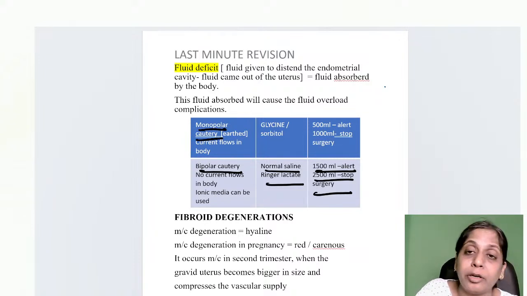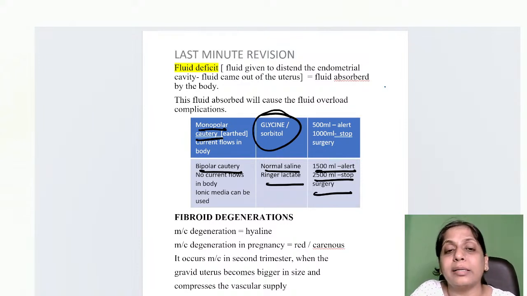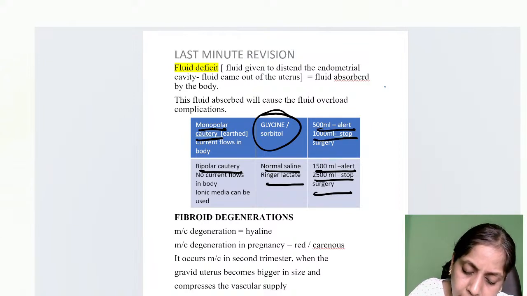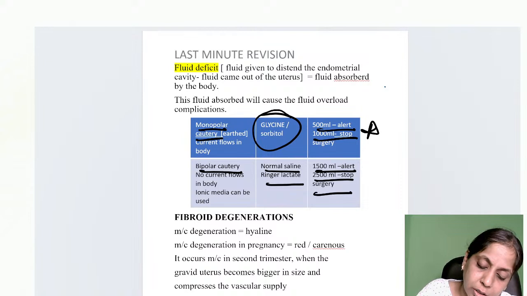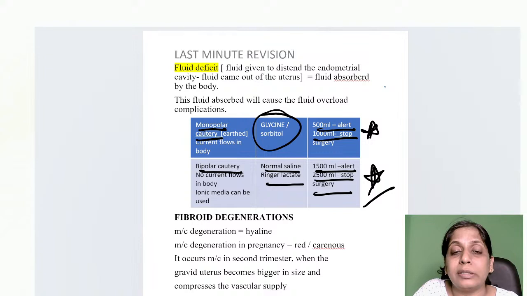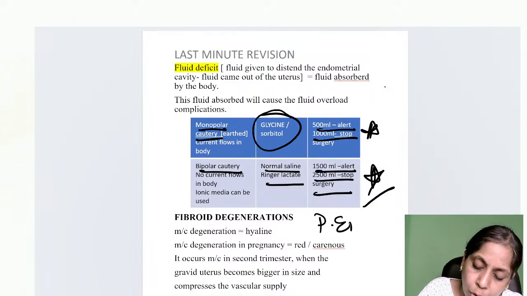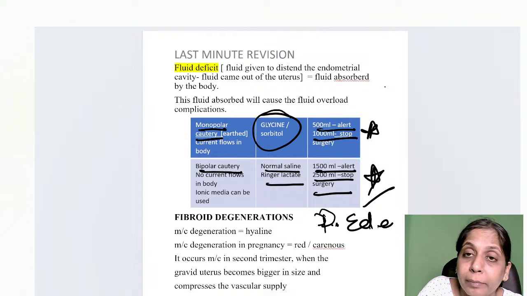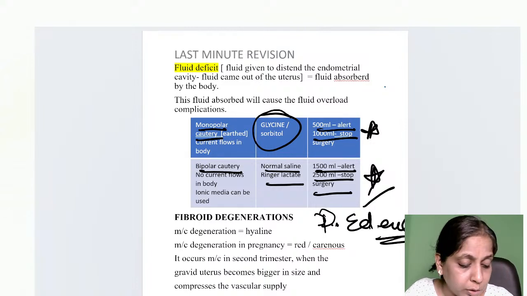Whereas if we are using monopolar cautery, then we need to use the non-ionic media, that is glycine and sorbitol. At 500 ml we have to alert, and at 1 liter we have to stop the surgery. These are very, very important, because if we are not careful about these figures, then our patient can die due to pulmonary edema. Pulmonary edema is a fluid overload condition which was asked in your exam.